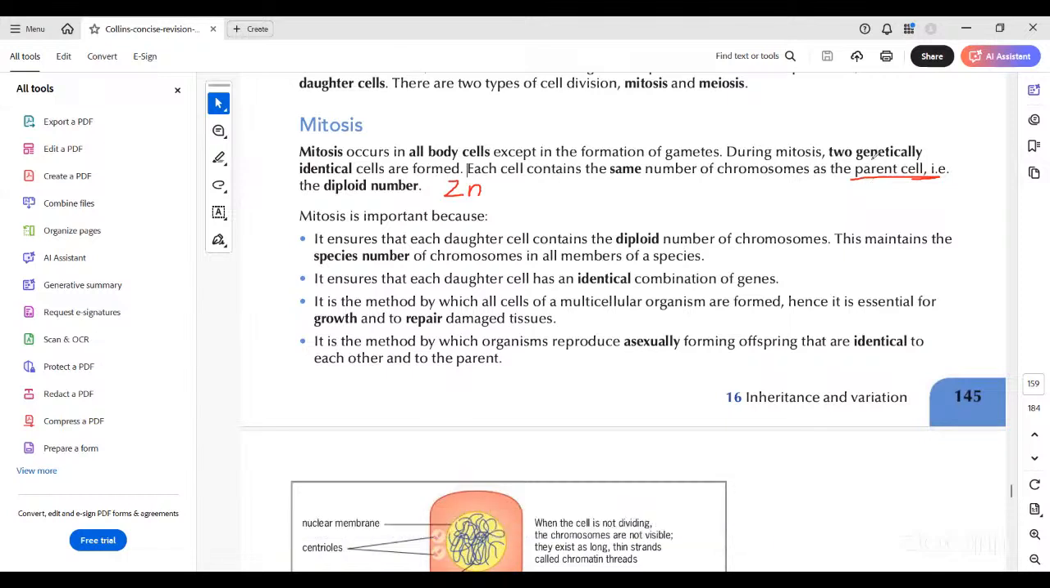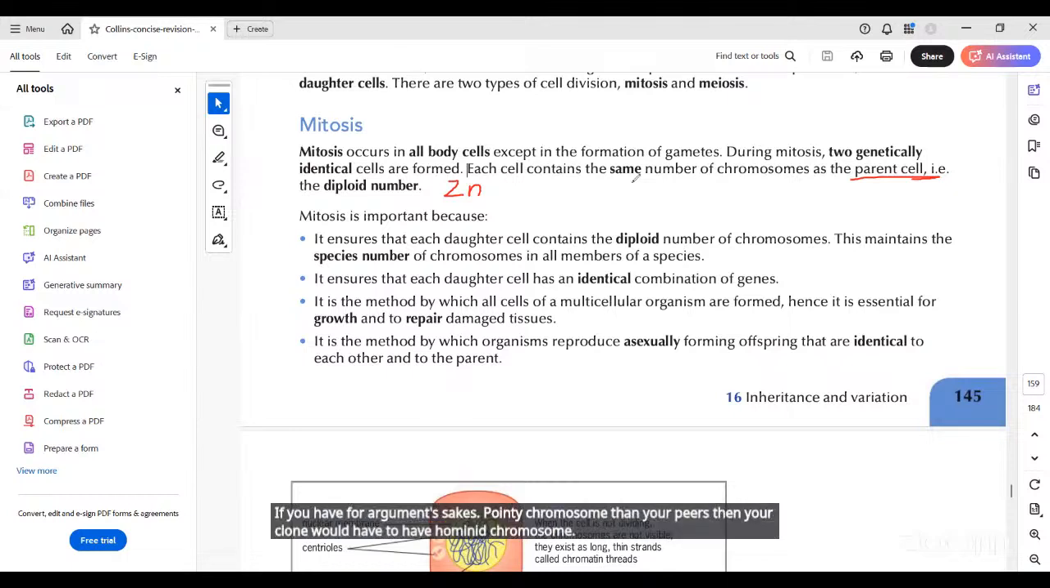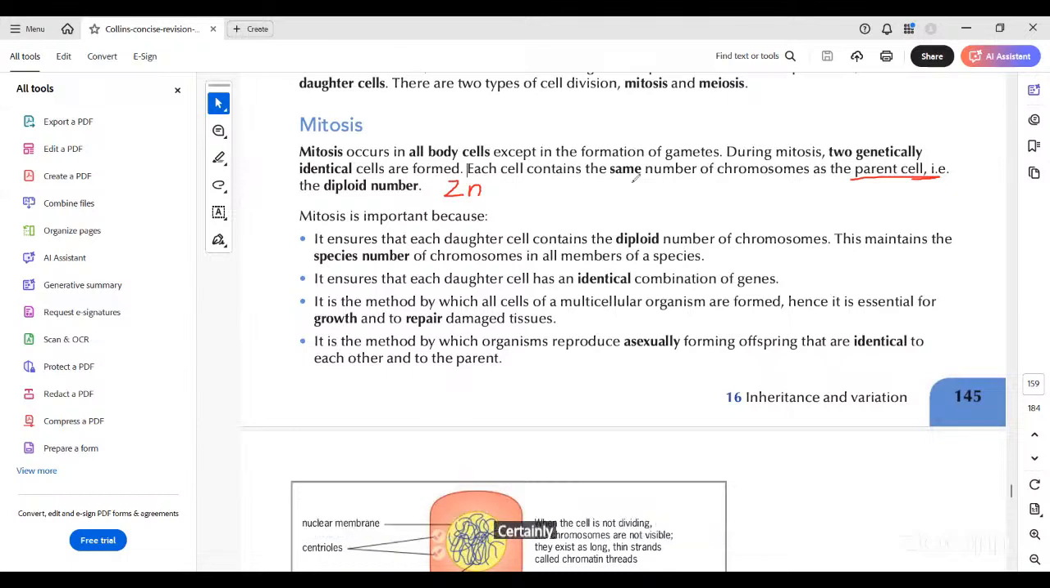So we said that they have the same number of chromosomes. Douglas, if you have, for argument's sake, 20 chromosomes, then your clone would have to have how many chromosomes? The same 20. And that is called the diploid number, or 2n. Is that making sense now? Yes, sir. Excellent.